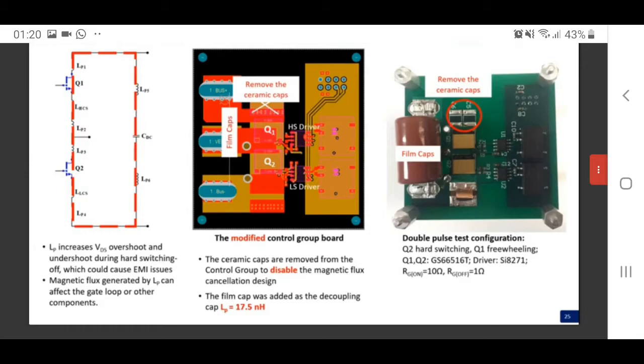So in order to verify the effect of the power commutation loop inductance, we took the control group board and removed the decoupling cap. Instead, we put a film cap as close as possible to the devices. So the flux cancellation between the top layer and the mid layer one was disabled. So the total loop inductance will be about 17.5 nanohenry. So this is not a terrible design. I mean, there's just no flux cancellation.